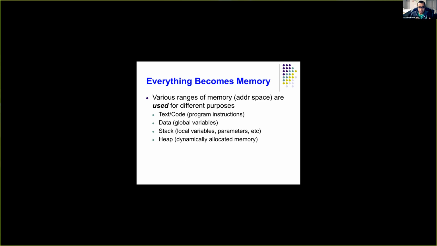So the conversion of a program to a process is just allocation of memory. Everything that the program has becomes memory. There are various ranges of memory in a process that are used for different purposes. For instance, the text segment of a process is used to store program instructions, and the data segment is used to store global variables. The stack segment is used to store local variables and parameters. Similarly, there is the heap region of memory, which is used to store dynamically allocated memory, such as malloc and calloc.